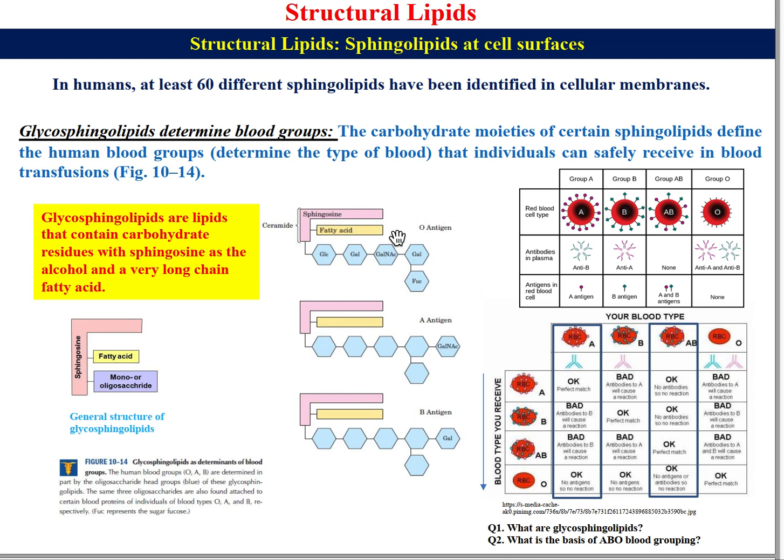So here, this is the O antigen, and if it is elongated by GalNAc, it will be called A antigen, and if it is elongated by galactose, it will be called B antigen. So the presence of antigen will determine the blood group. Okay.